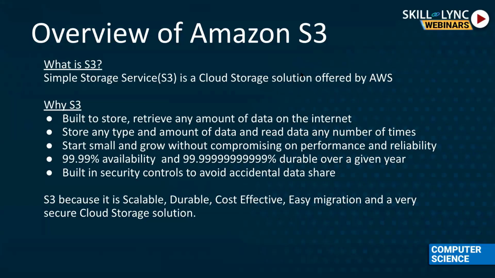The next one is 99.99% availability and 99.19% durability over a given year. AWS guarantees that the S3 service is available 99.99% of the time over a given year. So in a year, if you see these 365 days of time, AWS guarantees that the S3 service will not go down. It is available for you at any point of time. At the same time, AWS guarantees 99.19% service reliability over a given year.